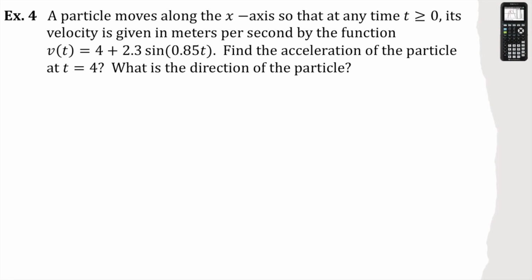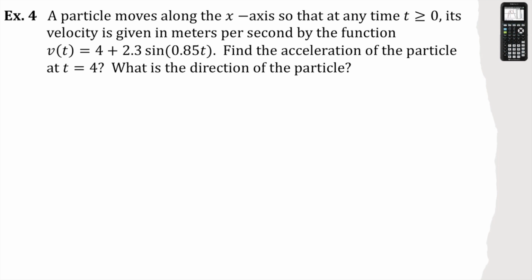Example 4, another calculator question. A particle moves along the x-axis so that at any time t greater than or equal to 0, its velocity is given in meters per second by that crazy function there, 4 plus 2.3 sine of 0.85t. Find the acceleration of the particle at t equals 4 and the direction.